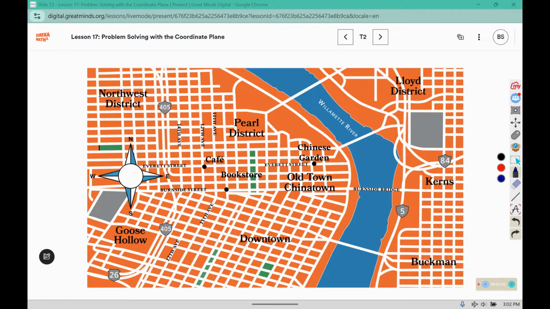Well, it looks like she would have to walk 3 blocks this way and 2 blocks that way, which would give us 5. Then she's going to have to go back this direction. So 6, 7, 8, 9, 10, 11, 12, 13, 14, 15 blocks. But we don't know how many miles or how many kilometers or how many feet or yards. We don't have any units for those distances.